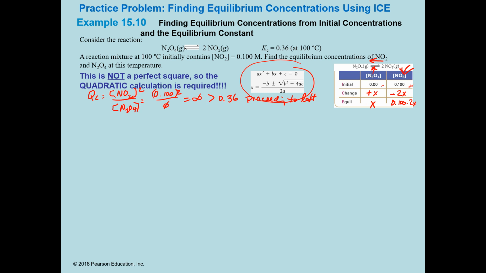So our Kc for this, which is equal to 0.36, is going to be equal to 0.1 minus 2x squared, that just looks ugly, divided by x.